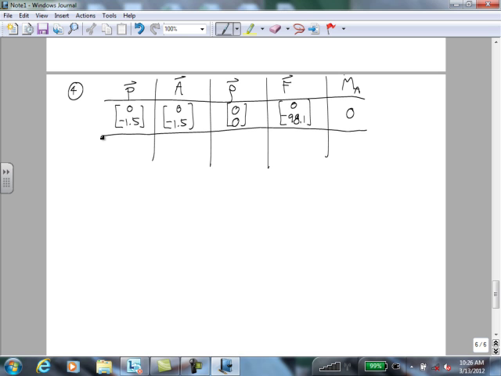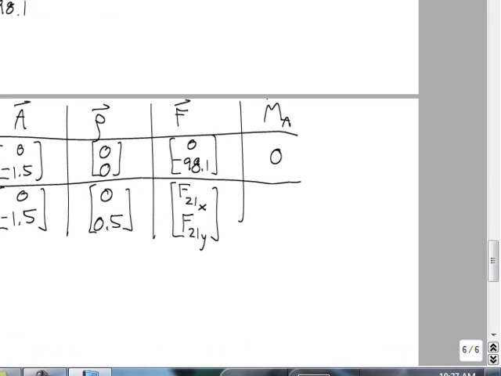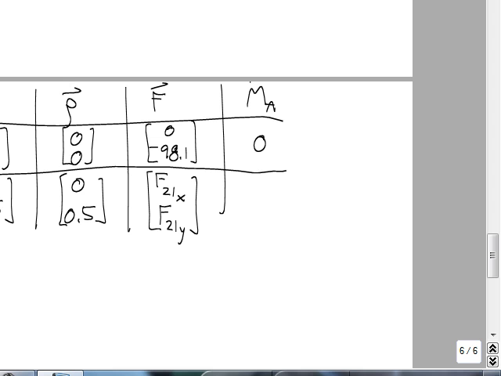Okay, and then one other force, this F21. What's the location of that force? The about point stays the same, so 0, negative 1.5. So we have 0, positive 0.5 for rho. The force vector is F21x, F21y. So the moment is negative 0.5 F21x.